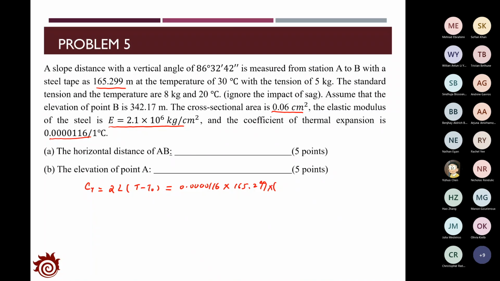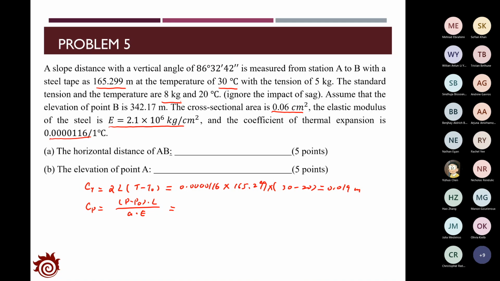And the applied temperature is 30 degrees, and the standard temperature is 20 degrees. So with that, you get the result as 0.019 meters. And that's for the correction of the temperature. You can also find out the correction of the tension, (P minus P0) times L divided by A times E.